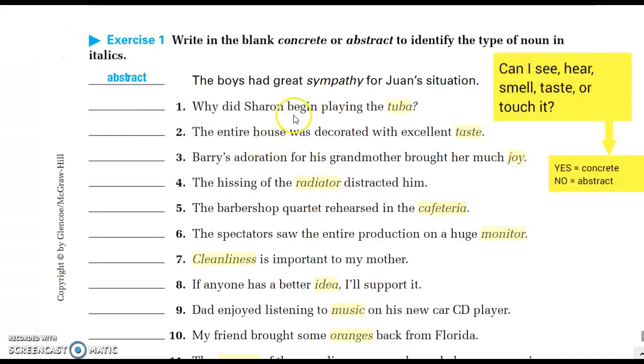1. Why did Sharon begin playing the tuba? Can I see, hear, smell, taste, or touch a tuba? Why, yes, I can. That means it is a concrete noun.